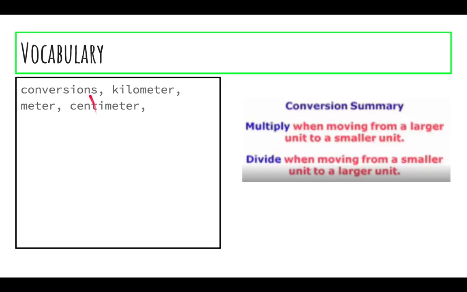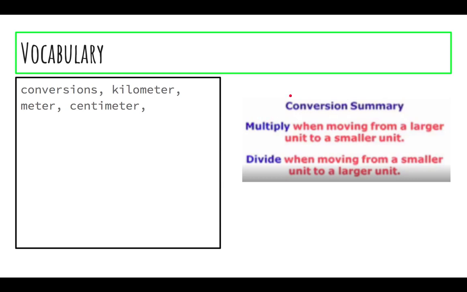Vocabulary. Some of the vocabulary that we want to see in your writing, boys and girls, are here. You want to make sure that you use conversion when you're explaining your work. Kilometers, meters, and centimeters. It's very important that you include the measurement unit in your answer. And there's another word that I should have included as well, measurements, because this is something that we're doing. So you might want to include that as well.